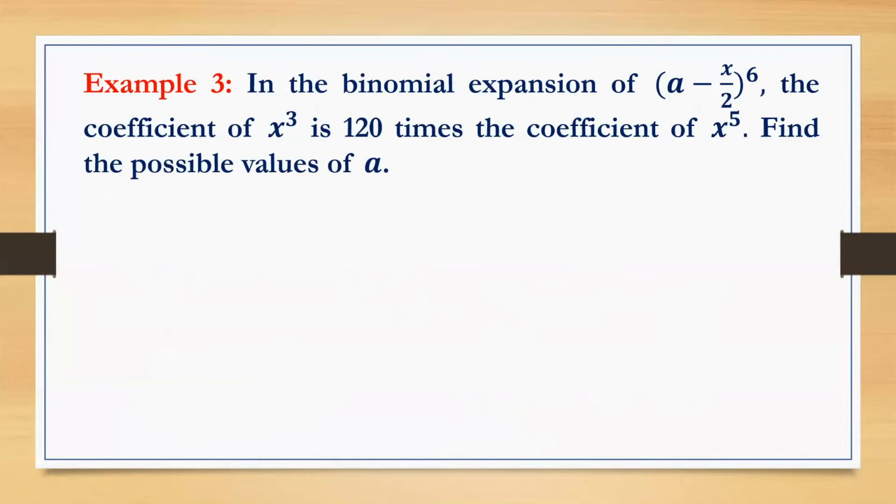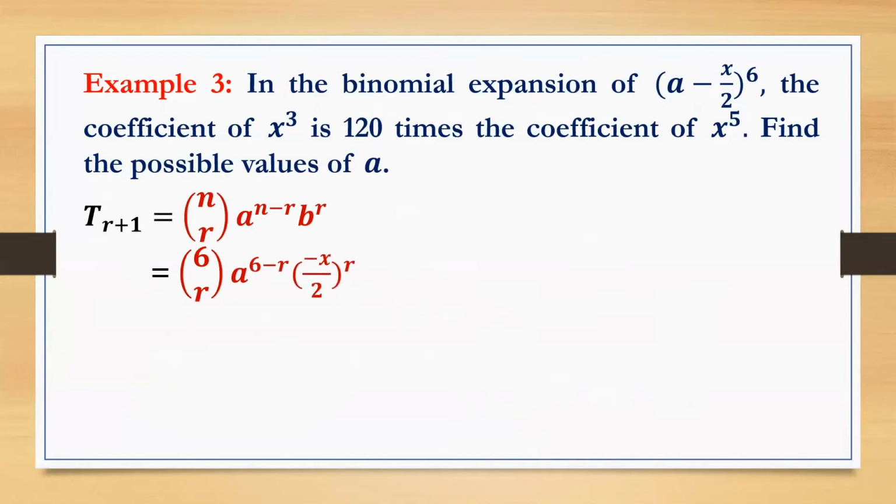So here also we will need to use the general term. The formula for the general term is nCr, a to the power of n minus r, b to the power of r. So here a is going to be a, b is minus x over 2, and n is 6. So replacing this in the formula, we get 6Cr, a to the power of 6 minus r, times (minus x over 2) to the power of r.